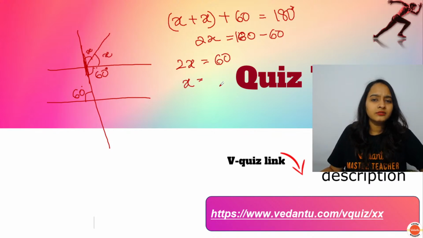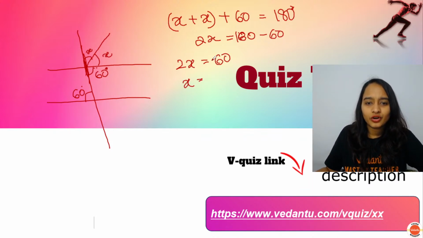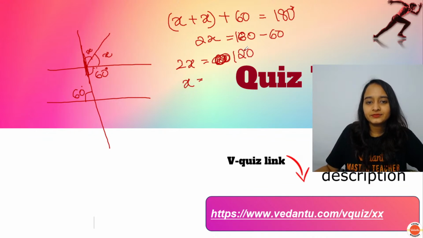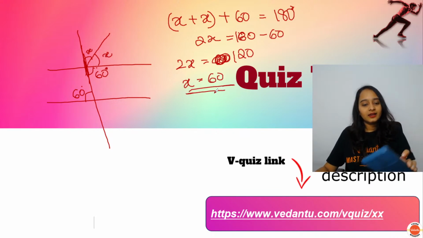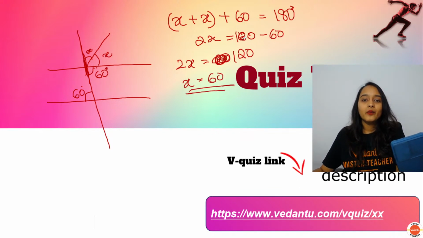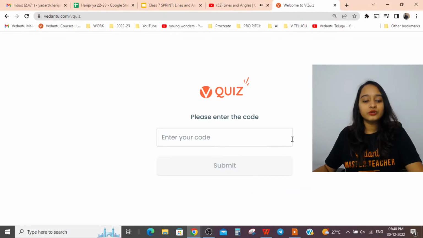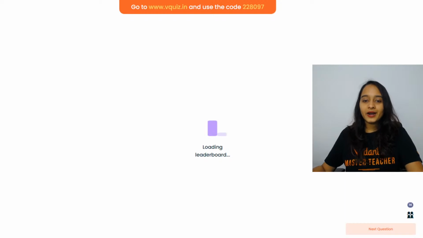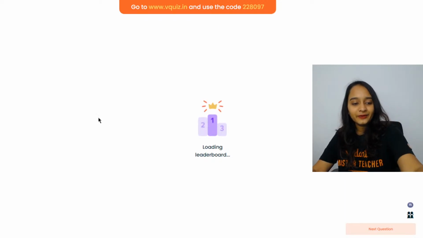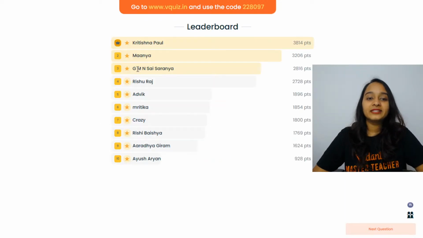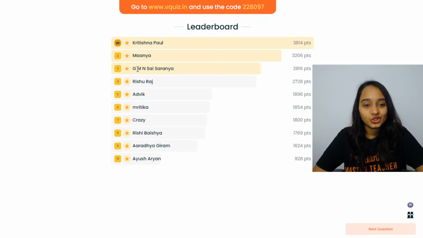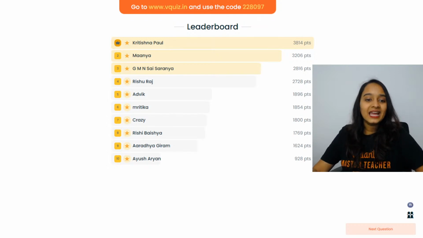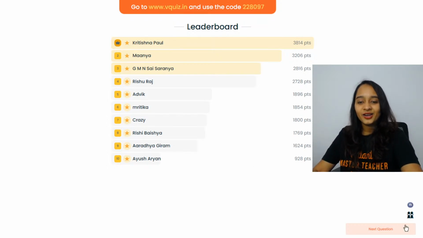X is equal to, I am so sorry. This has to be 120. X is equal to 120 by 2, which is 60 degree. Understood? Everybody? 180 minus 60 is 120. 2x is 120. So x is equal to 60. Now let us look at the leaderboard. We have Kritishna, Manya, Sharanya, Rishu, Advik, Mritika, Crazy, Rishi, Aradhya and Ayush.